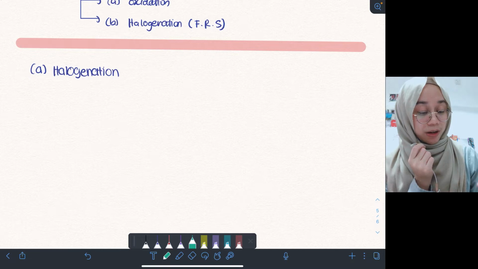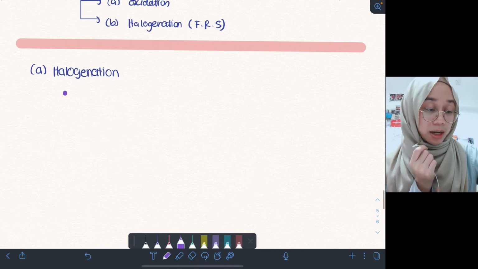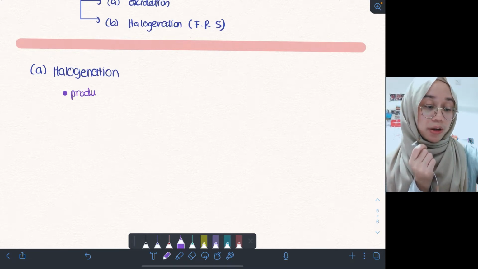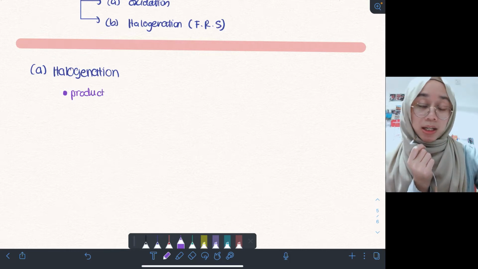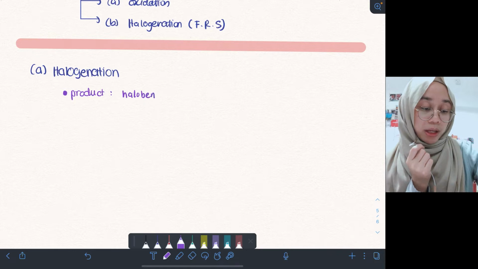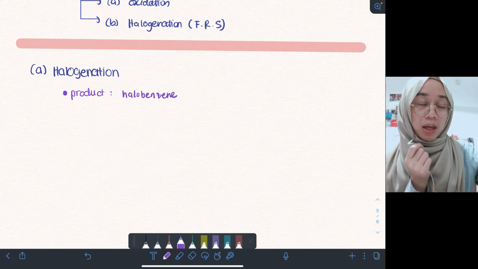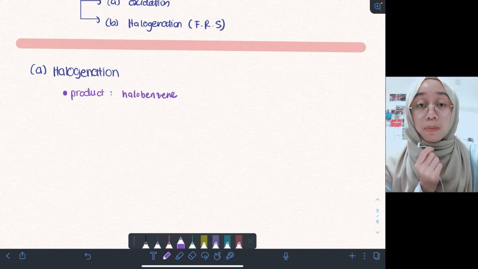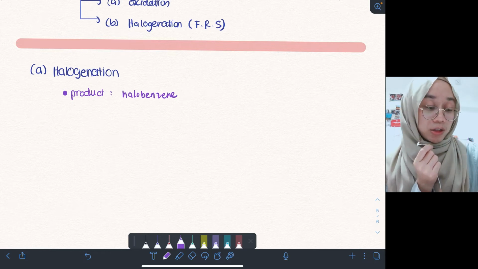Okay, so kita tengok dahulu in terms of products daripada halogenation ni. So product dia very simple kelas, product dia sangat straightforward. Product dia adalah halobenzene. Okay, so it can either be chlorobenzene ataupun bromobenzene. Okay, so kita terus tengok kepada general equation dia.